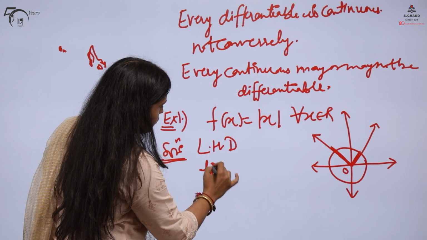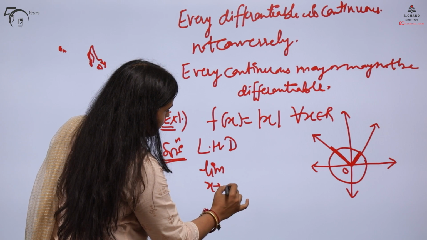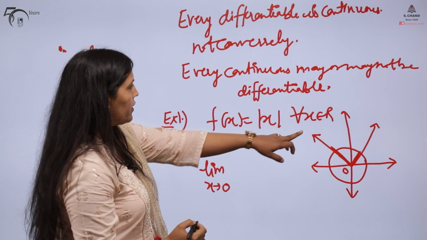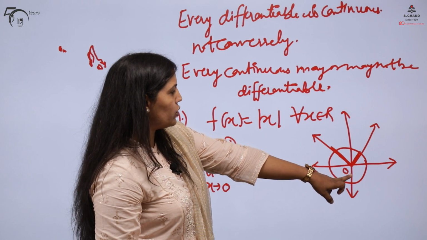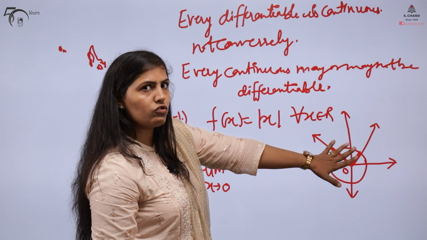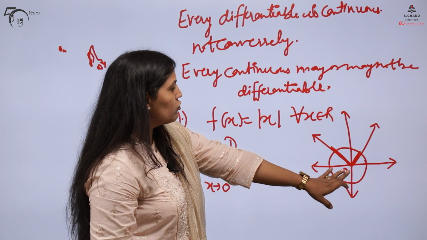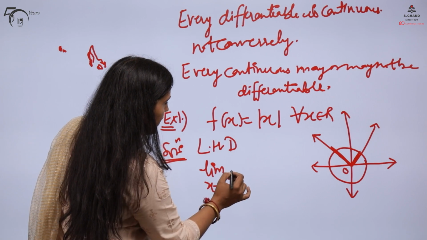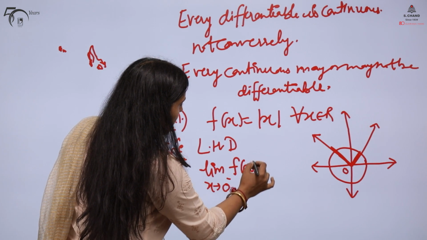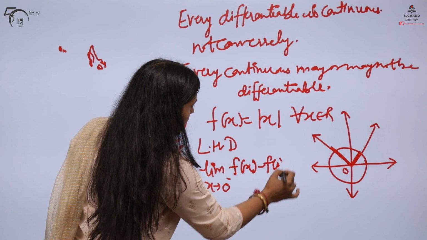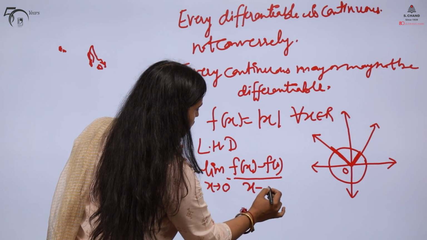And what is the definition? Limit. The definition was that you will check at that point, 0, because only at 0 do you see the problem. At the rest of the points there is no issue, there is no edge. So graphically, only at 0 there is a problem. So at 0, when you look at the left side, f(x) minus f(0) upon x minus 0. First I will be calculating this.